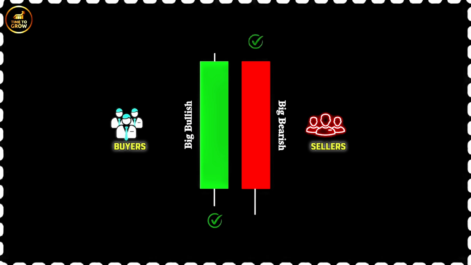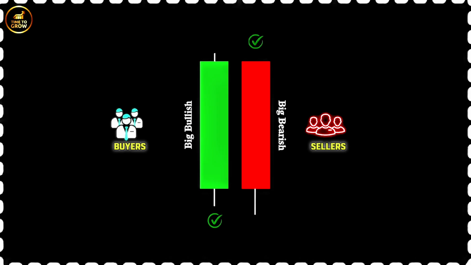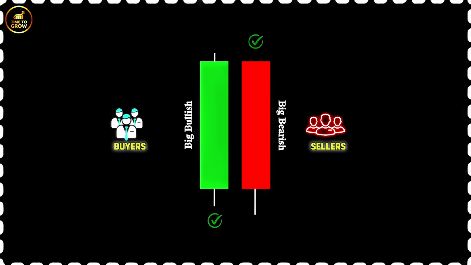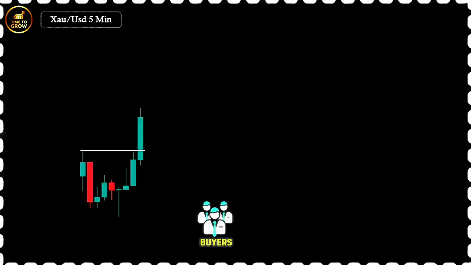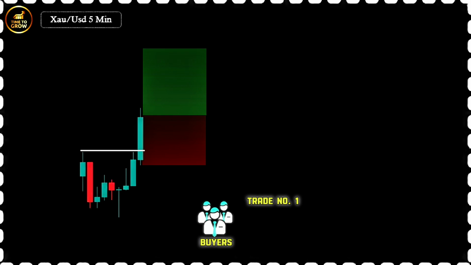But here's the truth: most of these momentum candles exist only to trap retail traders. Let's understand this with an example on xauusd. Example: how big momentum candles trap traders. Price consolidates for some time. Then suddenly, a large bullish momentum candle appears. Retail traders immediately think, "This is a breakout. Price will explode upward," so they enter a long trade.